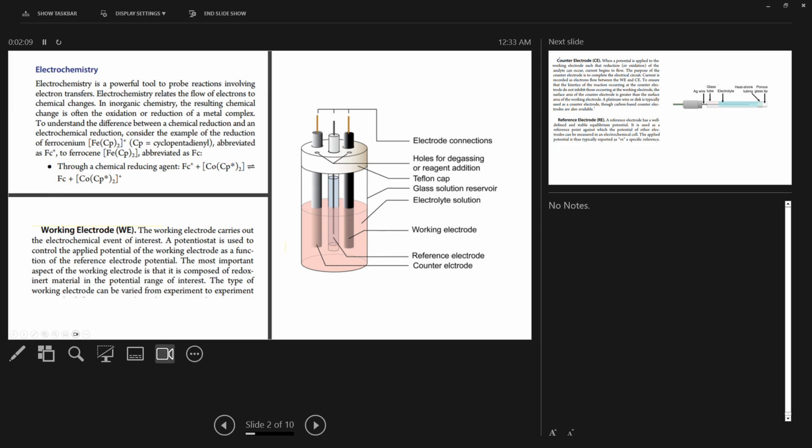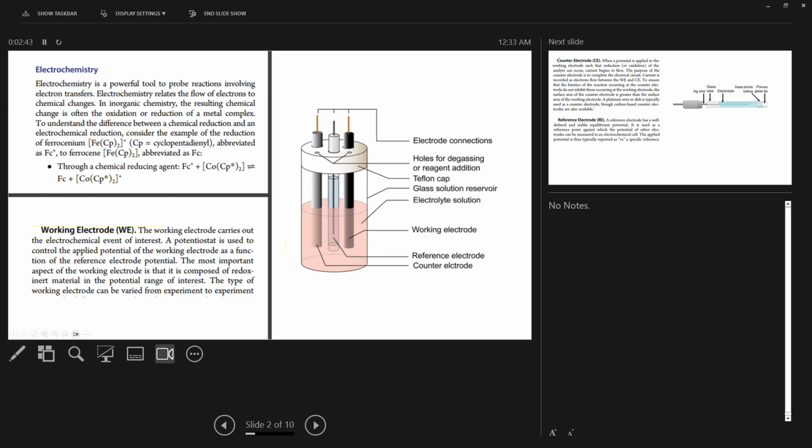For example, in this process, ferrocenium is electron deficient, so it gets an electron from this Cp, cyclopentadienyl, and it gets reduced to Fc by getting one electron from this. So the ferrocenium gets reduced to ferrocene, while this Cp is oxidized to Cp+. This shows that it lost an electron.